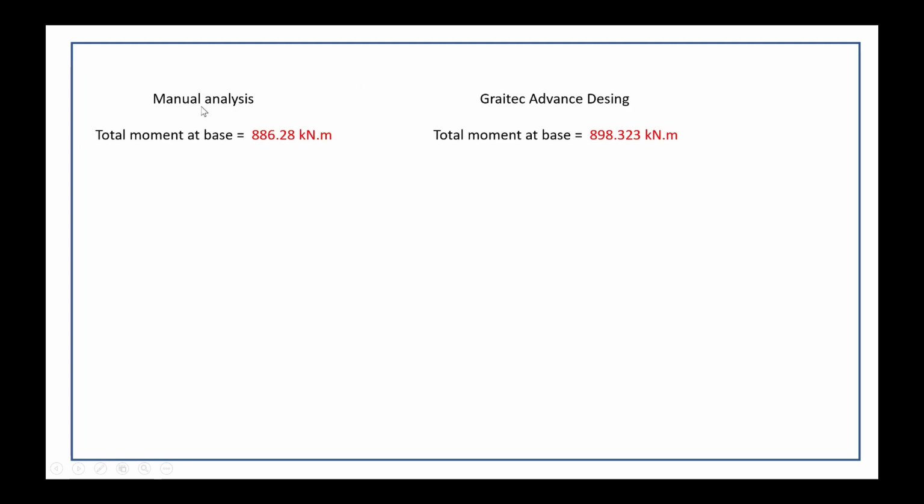Now let's compare manual analysis and FEM analysis using Cryptic Event Design 2022. We reviewed in Cryptic Event Design 23 and got the same result. The total moment at the base using manual analysis is equal to 886.28 kilonewton meter, and the total moment at the base after we use the FEM software is equal to 898.32. We use a mesh size equal to 0.1 meter.